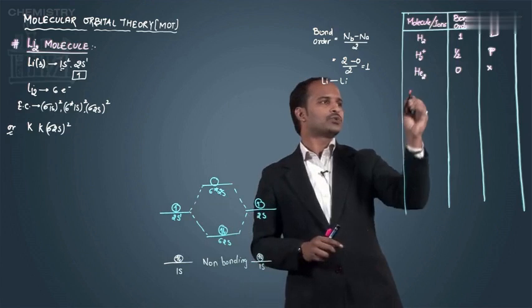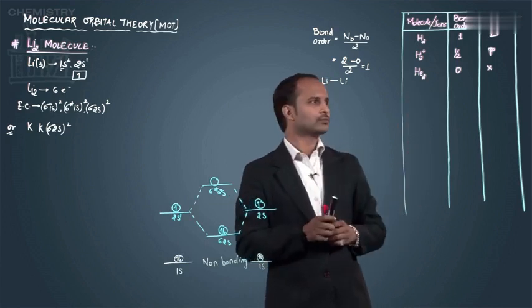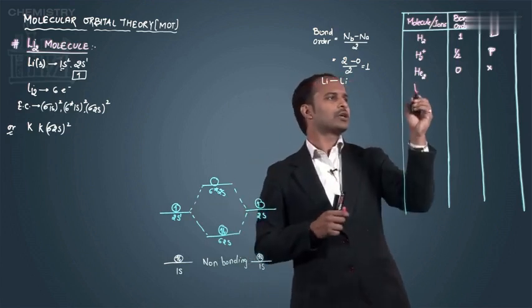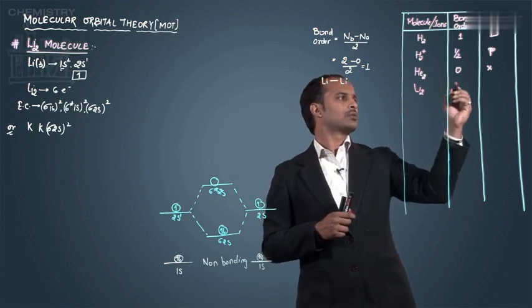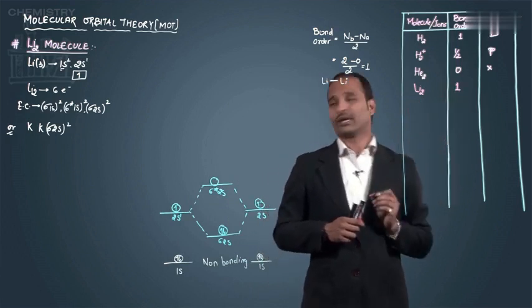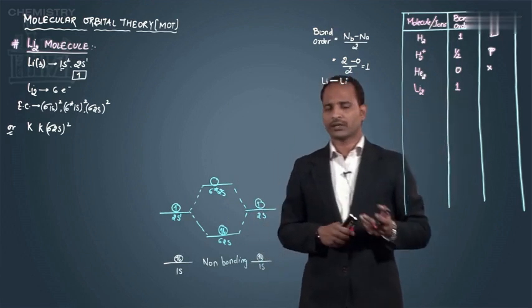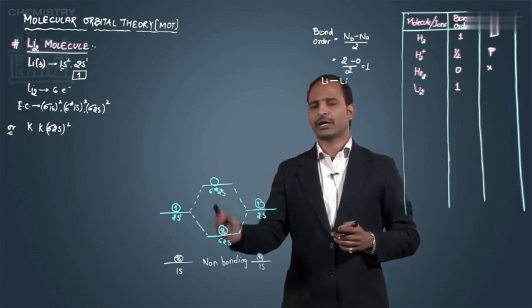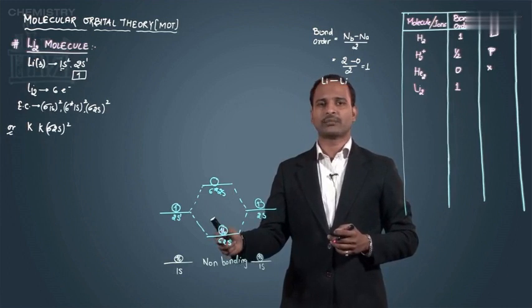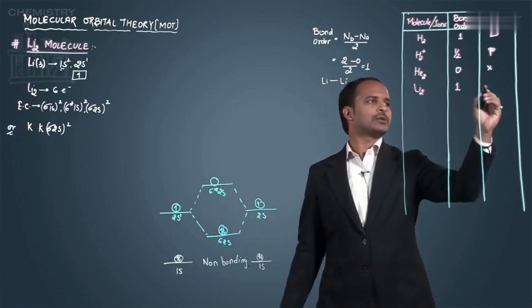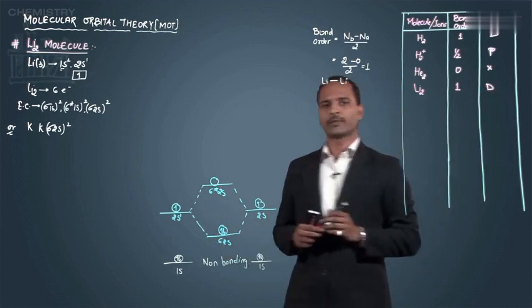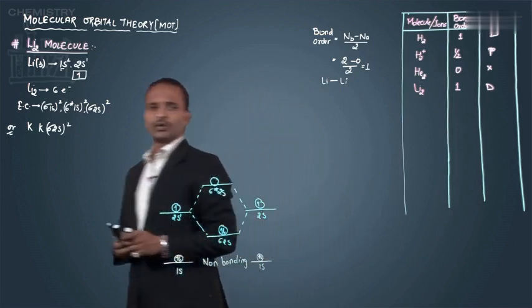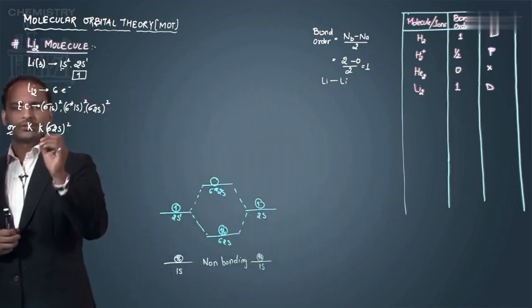Now in case of Li2, the bond order is 1. Whether it is paramagnetic or diamagnetic: this molecular orbital has a pair, there is no orbital having an unpaired electron, all are paired, and that means I can say it is diamagnetic. After the lithium molecule, the next we have is the beryllium molecule.